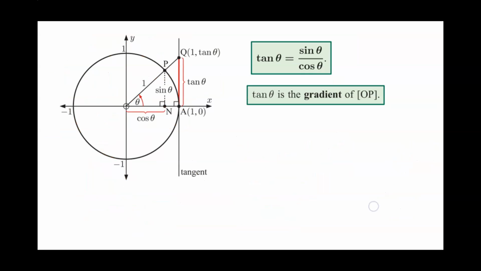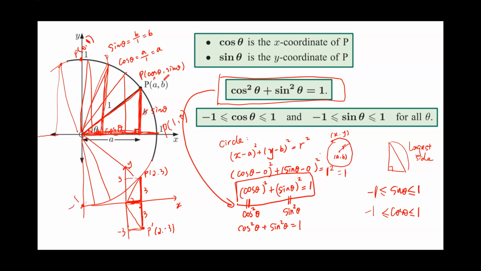So if you get a result of, for example, sine theta equals 2, then that's absolutely wrong because it's impossible, because sine theta has to be above −1 and below +1.